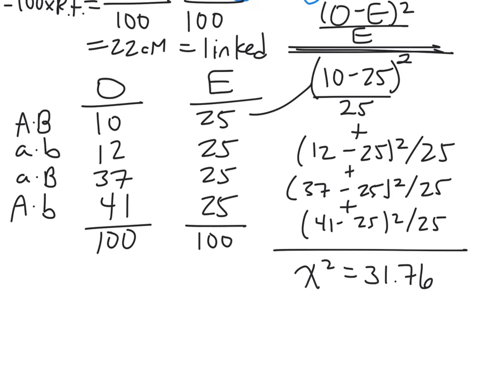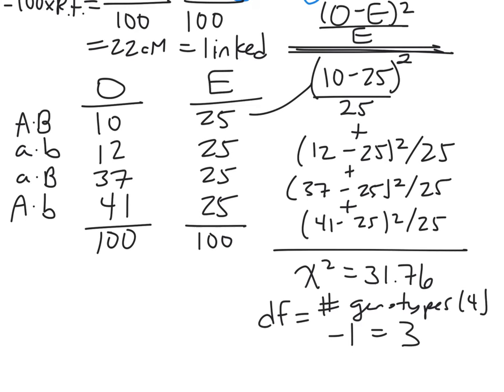Linked or unlinked? What do we have to do next to really answer the question? We have to have 2 things to look up on a chi-square table. We've got the chi-square test statistic value, and we need to know degrees of freedom, which in this case is 3. It's the number of genotypes, or the number of haplotypes, which in this case is 4. Big A with big B, big A with little b, little a with big B, little a with little b, minus 1. So we've got our chi-square value, and we've got our degrees of freedom. 31.76, 3 degrees of freedom.